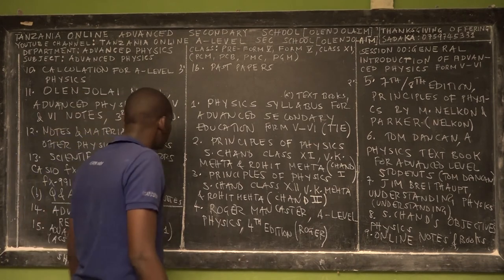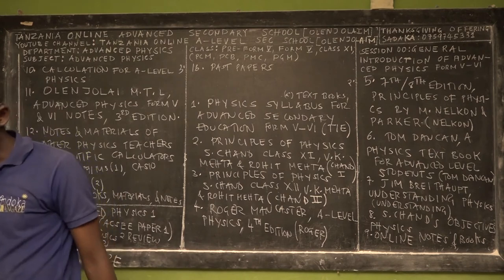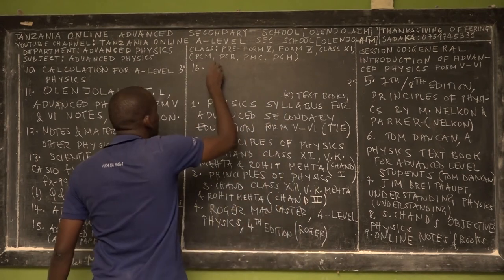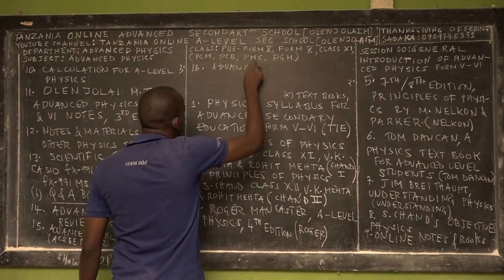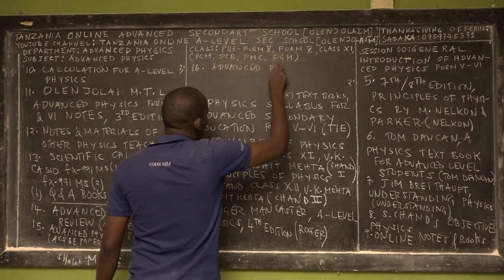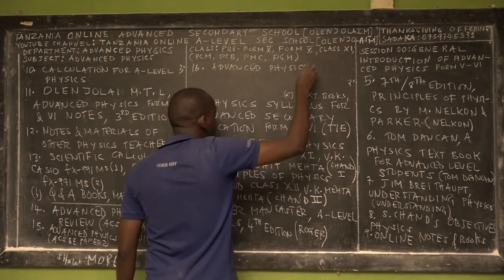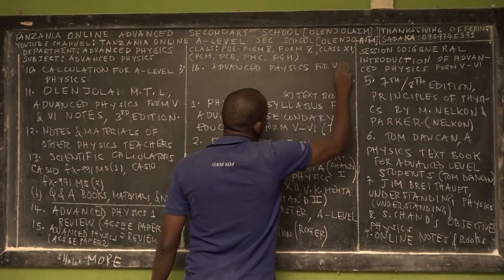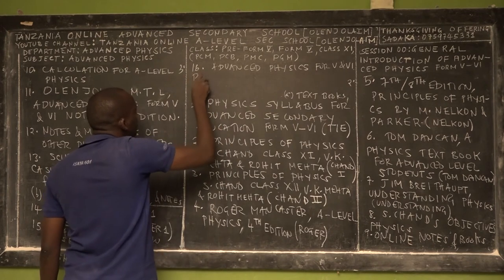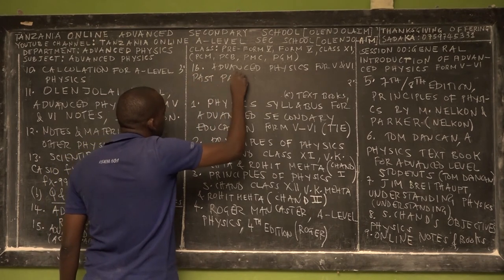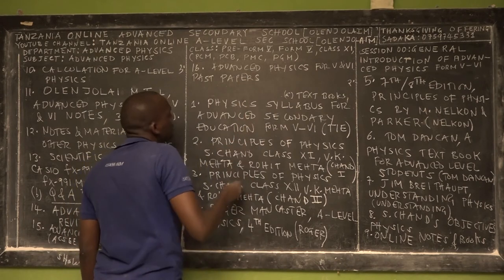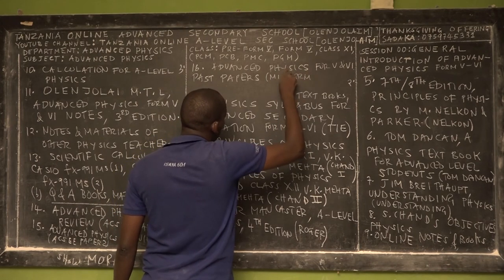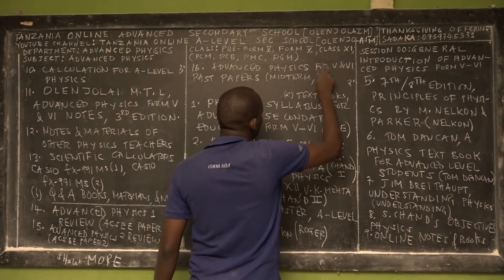Past papers, okay. So you also need past papers, reference advanced physics past papers, examinations. So you need advanced physics form 5 and form 6 past papers, and this can be the midterm past paper of your school, and also you have the terminal past paper.